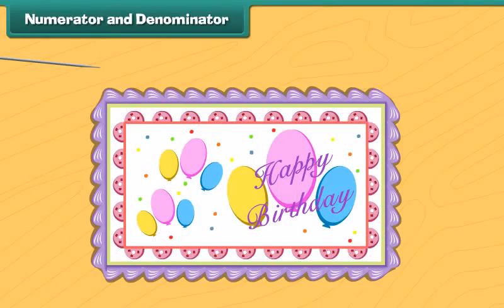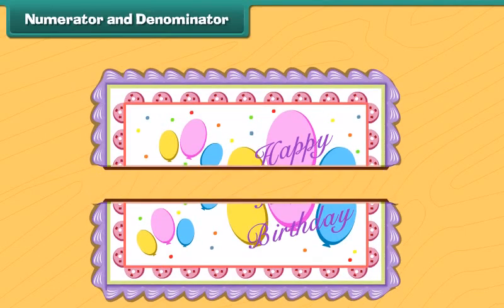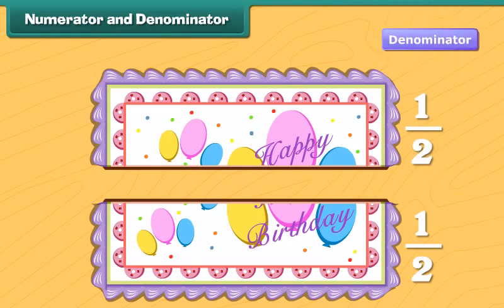Here is a whole birthday cake. Let's cut it into small pieces. Now, if we cut the cake from the middle, we get 2 equal size pieces. Each piece is 1/2 of the whole cake. We can write that as a fraction. This number, called the denominator, tells us the total number of pieces that make up one whole. The top number is called the numerator, which shows the number of parts.